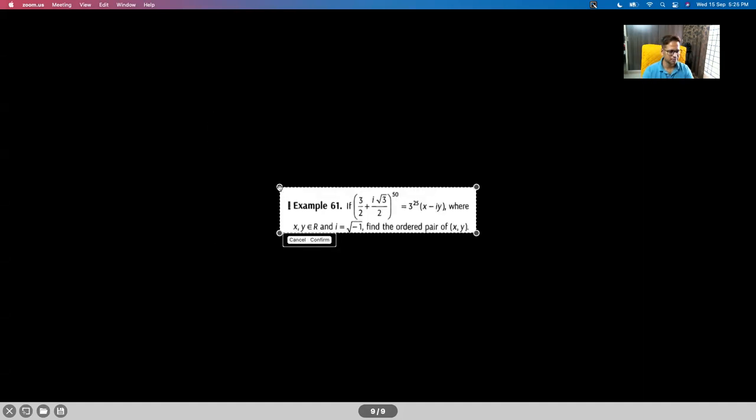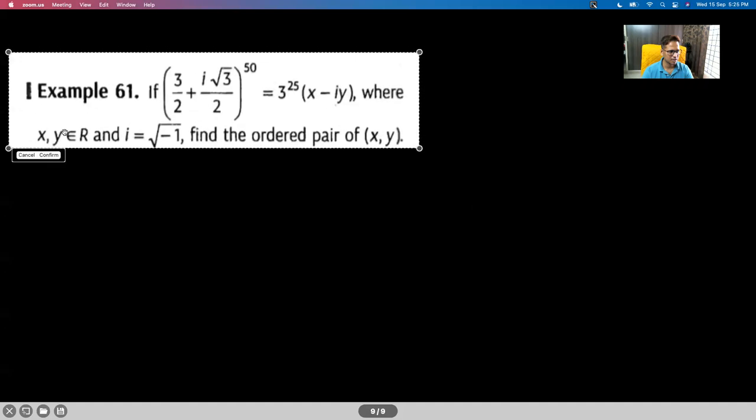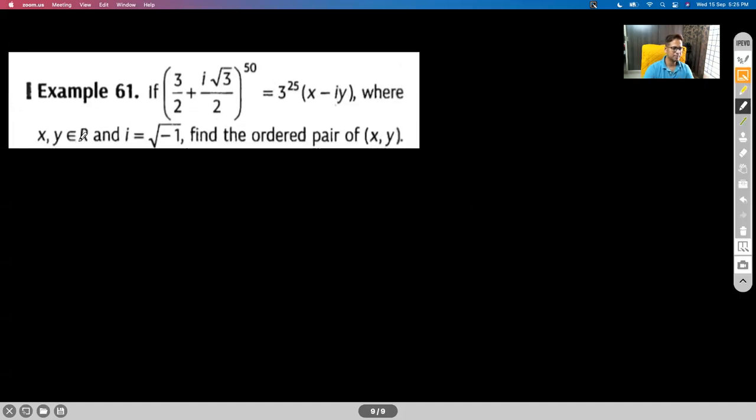Let's try this question. If (3/2 plus i root 3/2) to the power of 50 is 3 to the power 25 times (x minus iy), find the ordered pair x, y, or find the x and y values. Simple as that. Give me a response on the chat box once you're done.